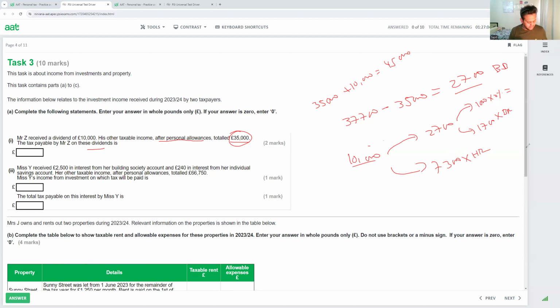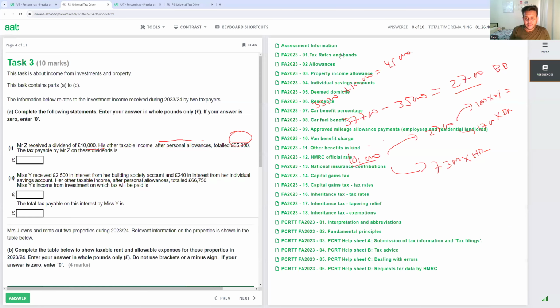I have seen students find this question really difficult, and they said, oh, this question came in the exam, and we found it really difficult. It's a difficult question for sure, but if we know the rules, it's not very difficult. Anyway, that's how we do it. And one more thing, if you forget the rate, you can always come here to the reference material and check the rate.